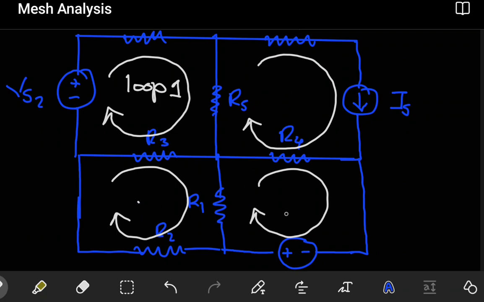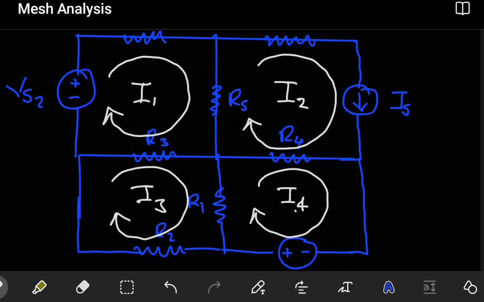Then this will be our mesh 3 and our mesh 4. Now, of course, the only difference between the original Kirchhoff's voltage law and when we use it to analyze meshes is that now we will assign what we call the mesh currents. So the mesh current is just going to be a current that is associated with each mesh. So this is going to be mesh current 1, then mesh current 2 here, then you have mesh current 3 here, and then you have mesh current 4.